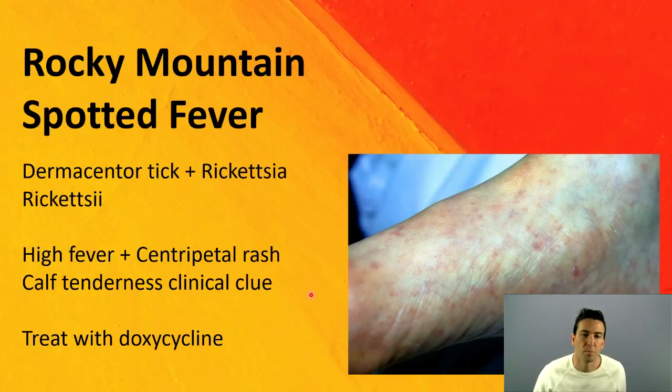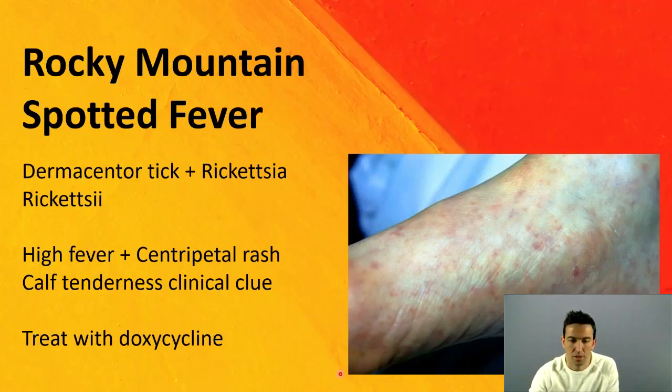Next one here is Rocky Mountain spotted fever. Loads of different test questions on this one here. So this is the Dermacentor tick. Carries Rickettsia rickettsii. Causes that high fever and that centripetal-like rash. And treatment of choice is doxycycline.